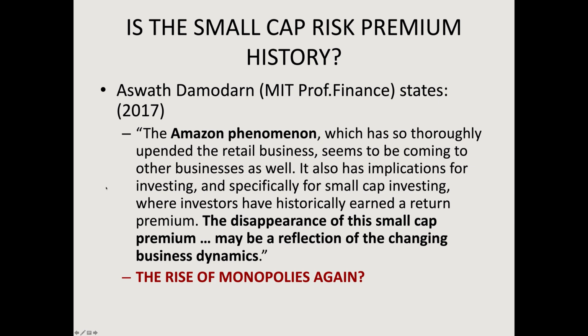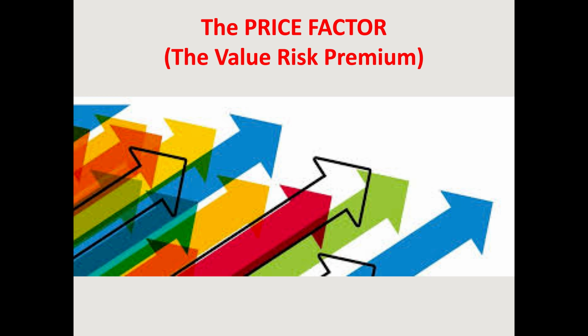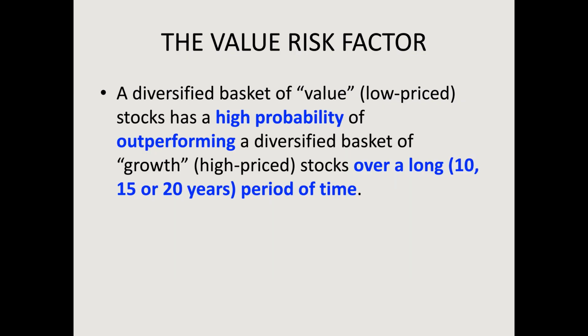Let's turn and talk about the price factor, or the value risk premium as it is often called, also called the value factor. A diversified basket of value or low price stocks has a high probability of outperforming a diversified basket of growth stocks. That probability is about 80% over a long 10, 15, or 20 year period of time.